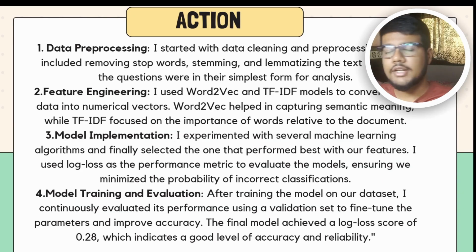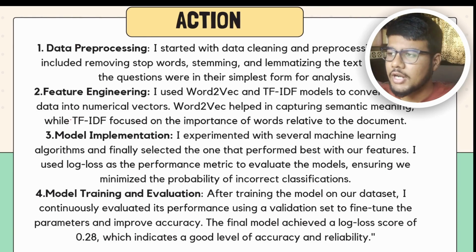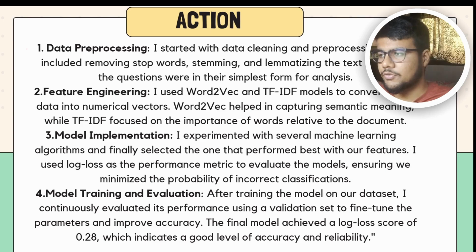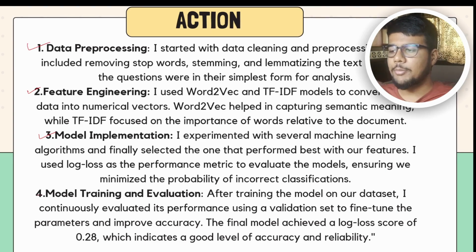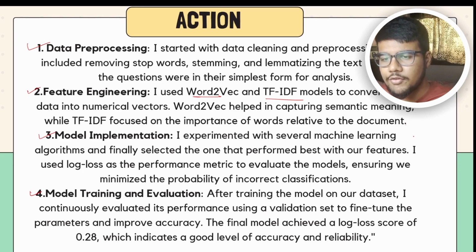Now the action that we performed. So basically in every machine learning model these 4 steps are used. So if you have a machine learning project, try to use these 4 steps. First is data pre-processing, feature engineering, model implementation, and model training and evaluation. So in this, please mention your technology clearly, then model implementation, how you have implemented your model.